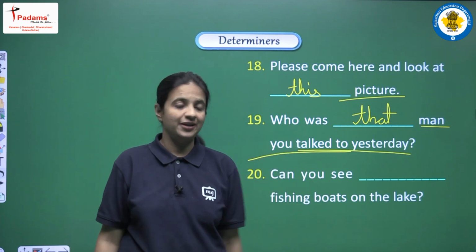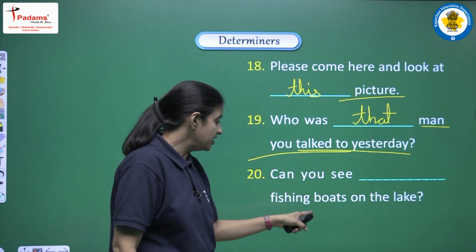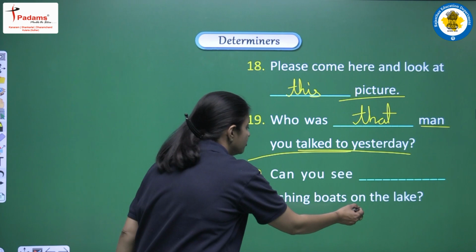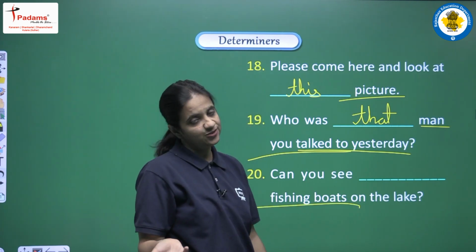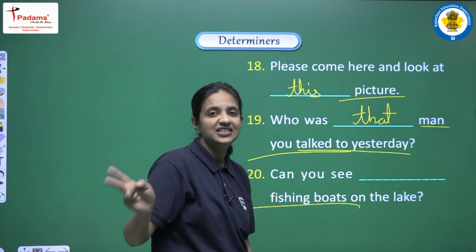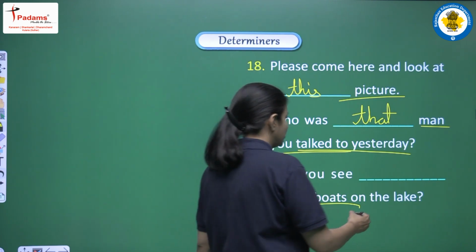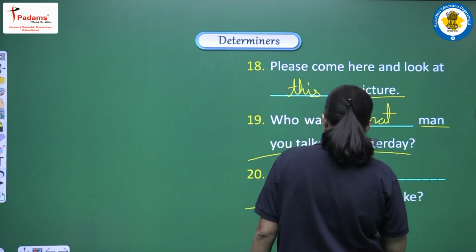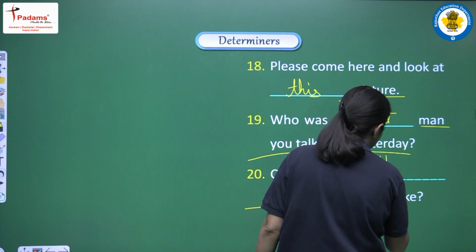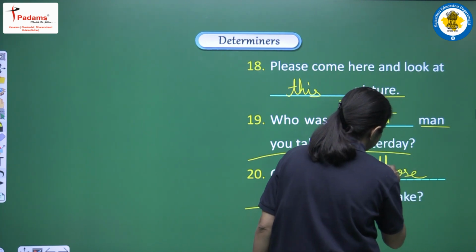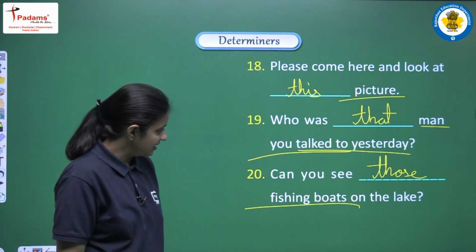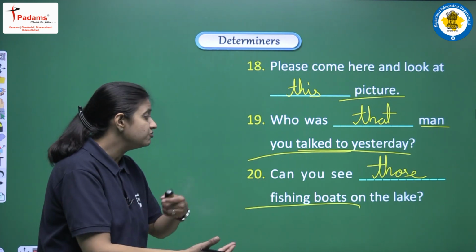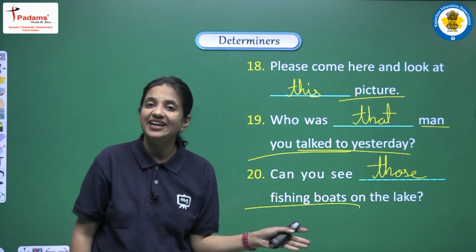Next is, can you see fishing boats on the lake? Fishing boats plural, so yes, for plural we are having two words, these and those, and here we are talking about boats on the lake, so we can write here those. And we can make the sentence in this manner, that can you see those fishing boats on the lake?